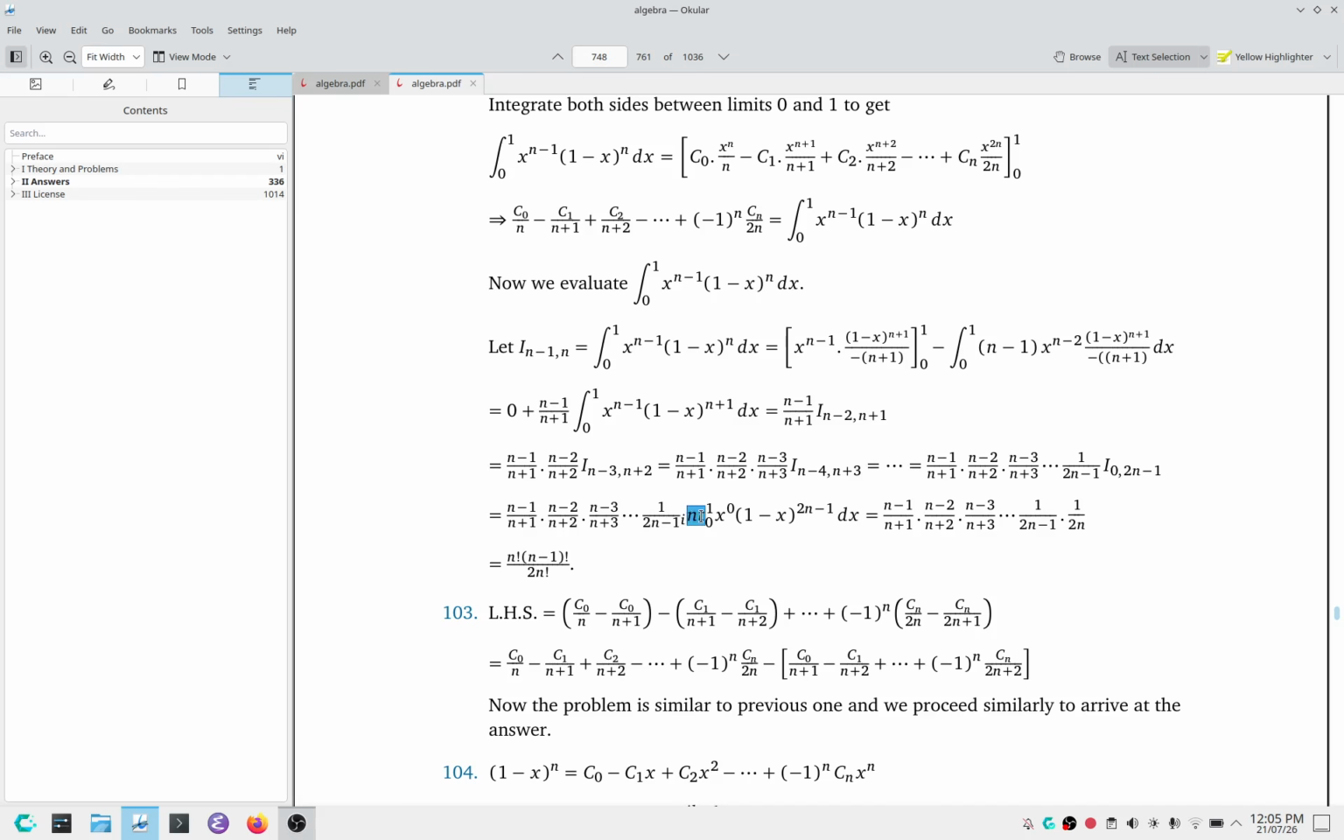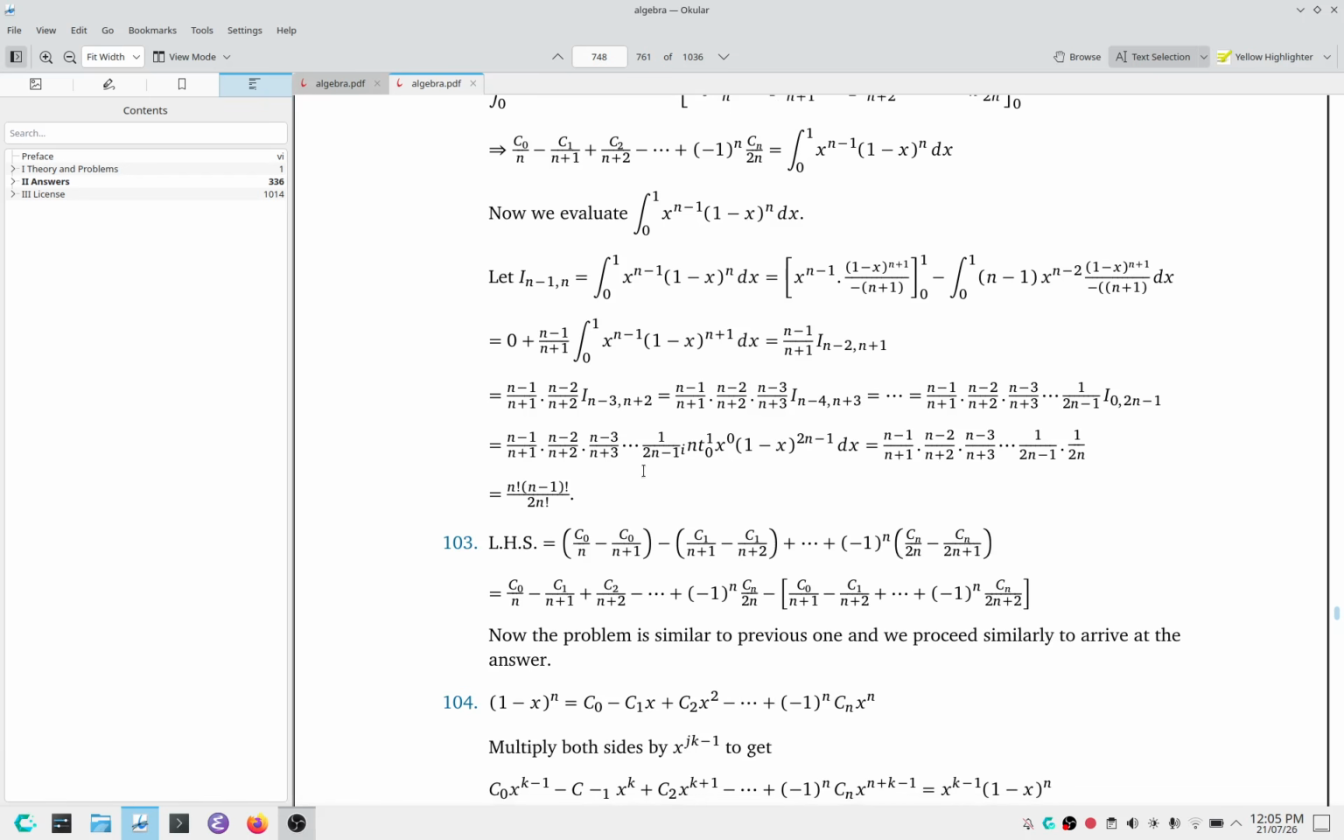There is some typing mistake here. Okay, there should be a sign of integration here. So eventually it becomes n factorial times n minus 1 factorial upon 2n factorial, as we can observe in this recurrence relationship.